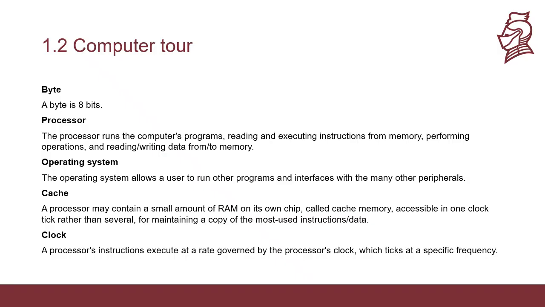And then processors, originally the processors were 8-bit processors. Now we do 64-bit processors and move 64 bits at a time. But that's the idea. Basically the smallest unit that you can address individually is an 8-bit byte. Okay. And then the processor, or CPU, Central Processing Unit, runs the computer programs. It reads and executes instructions from the memory, writes data to the memory, that sort of thing.